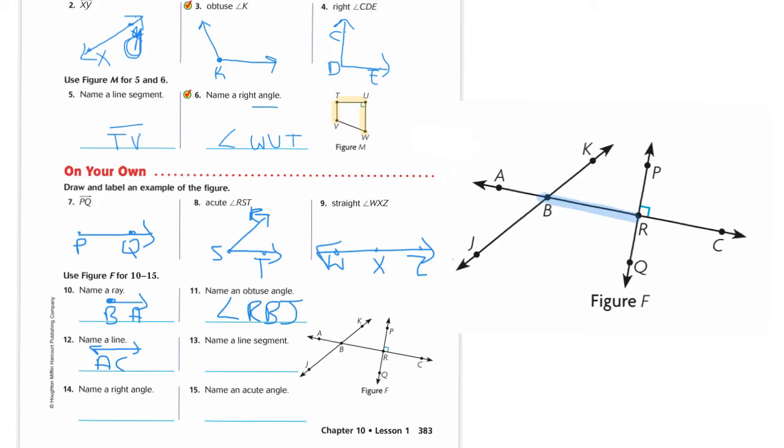So I'm going to do line segment BR, and see how I don't have the arrows on top of the line above BR. Lastly, we're going to name a right angle and name an acute angle. So I'm just erasing. I want to have my angle symbol for both of those.